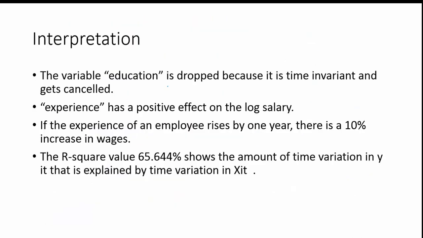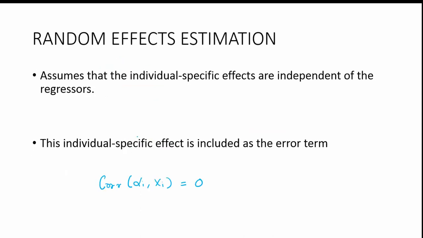So how do we interpret? Now education is dropped. That is fine, because education doesn't change over time. When we have taken the average, of course it is not going to be there, because education doesn't change over time for a particular person, most likely. So it gets dropped. Experience has a positive effect on log salary. R square value is pretty good, so that shows that it's a good model.